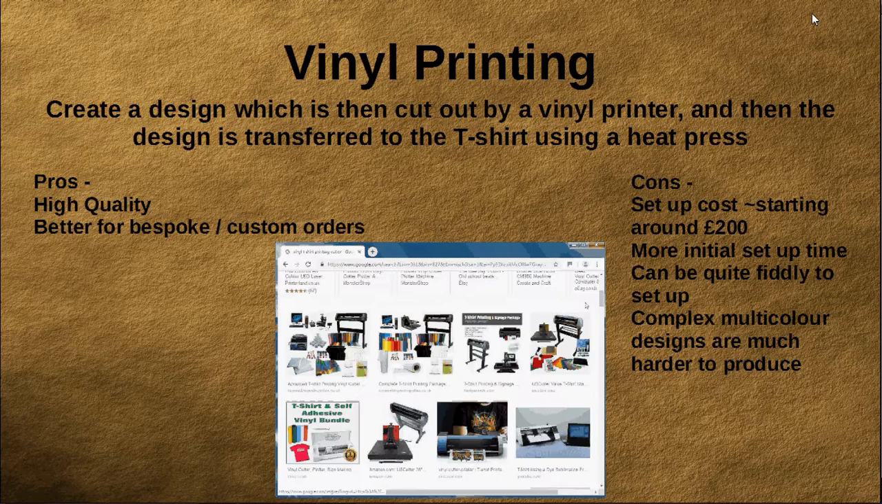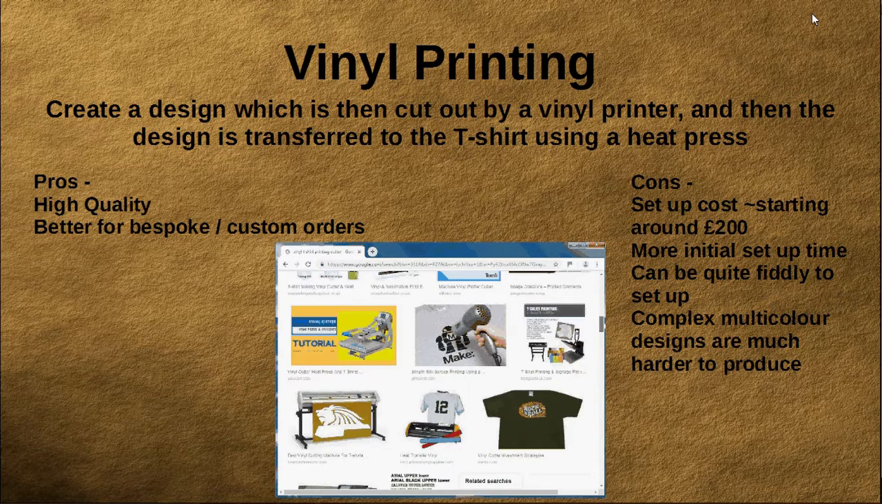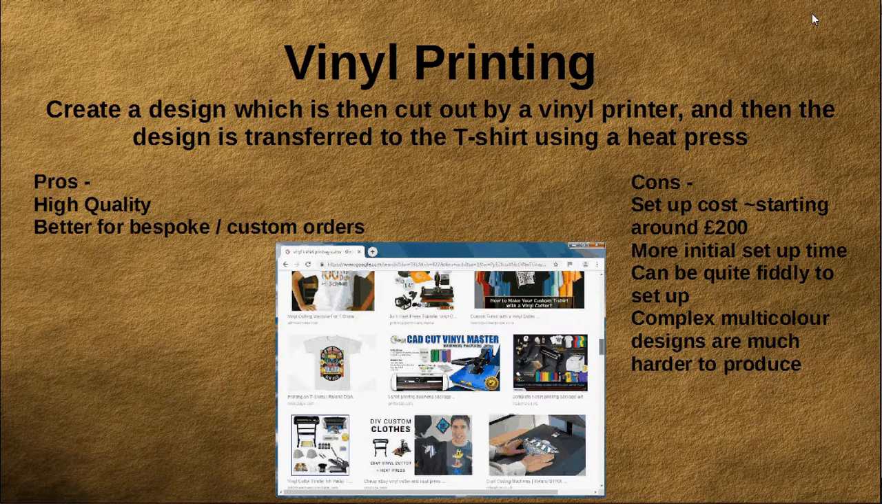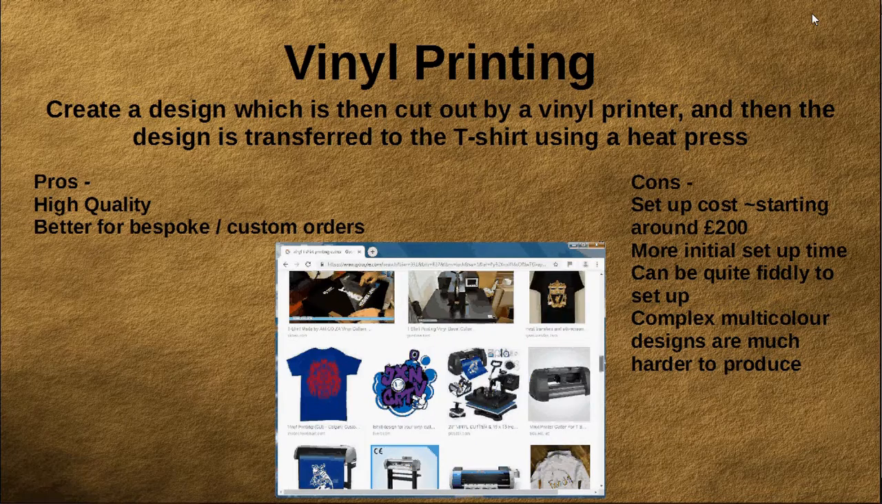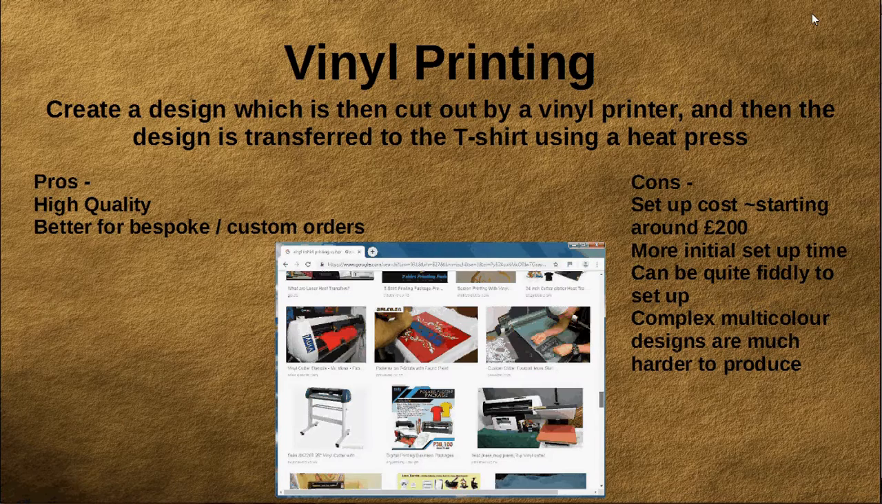Vinyl printing. So in vinyl printing, what happens is a design is created on the computer, and then the vinyl printer cuts the vinyl, and what you do is you take that vinyl out, similar to perforated paper, you punch it out, and then you use a heat press to seal that into the shirt. The great thing about this is it creates a high quality finish, and it's really good for bespoke and custom orders. Similar to the screen printing, there is a setup cost, and the cheapest vinyl cutters and vinyl printers I could find were starting around £200.